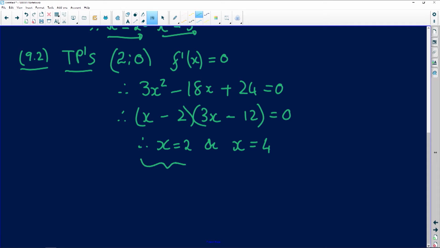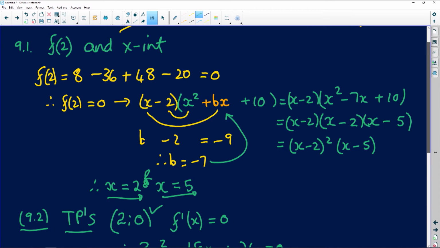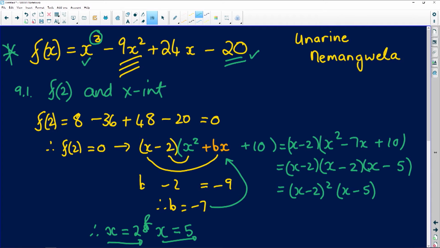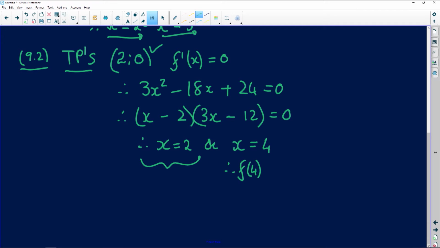Now remember, I already have this turning point. To find the y value of that turning point, I need to go into the initial equation, not the derivative, the initial equation to find the y value. So let's see what is f of 4. That would mean everywhere in the initial polynomial, you are going to substitute the 4. Most of you do it with your calculator, so I'm just going to get the answer, and the answer for that will be negative 4.